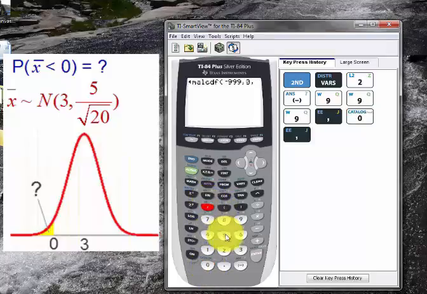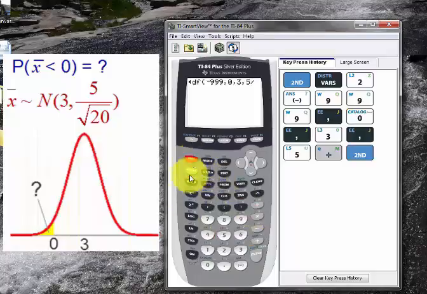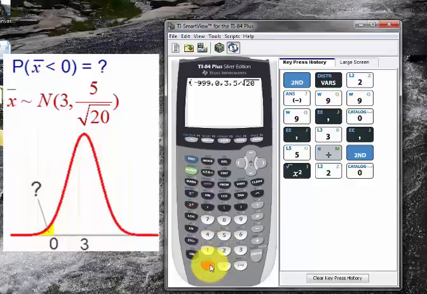The mean was 3. And the standard deviation was 5 divided by the square root of 20. So 5 divided by the square root of 20. And I hit enter. Notice it is 0.0036. That's less than 1% chance of losing money because we diversified our portfolio with 20 stocks.